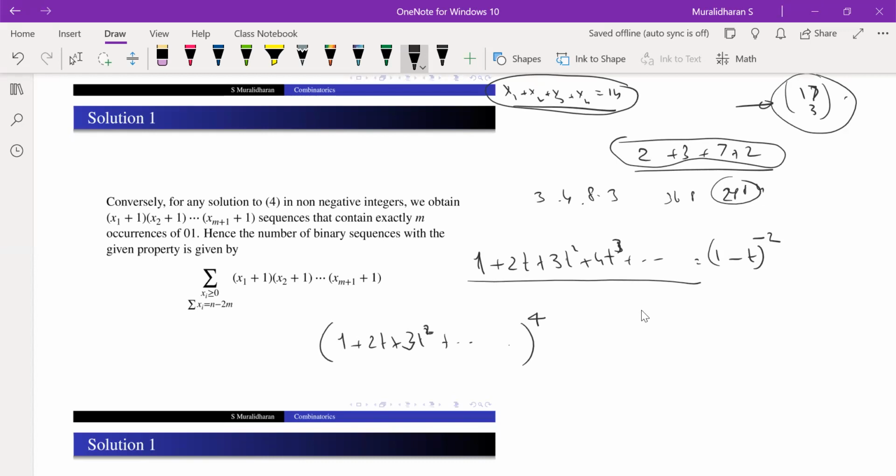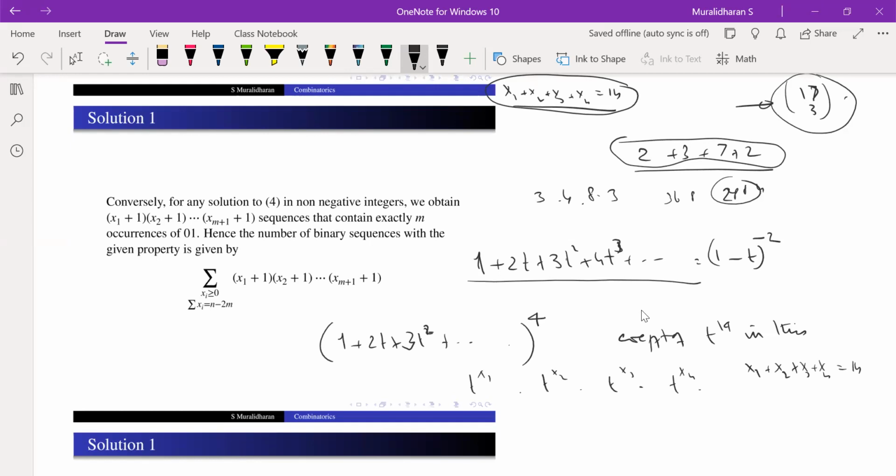If I find the coefficient of t power 14 in this, what will I get? When will the coefficient of t power 14 come? It will come whenever I have a t power x1 in the first factor, t power x2 in the second factor, t power x3 in the third factor, and t power x4 in the fourth factor. So this product has to be t power 14. Therefore, x1 plus x2 plus x3 plus x4 must be equal to 14.